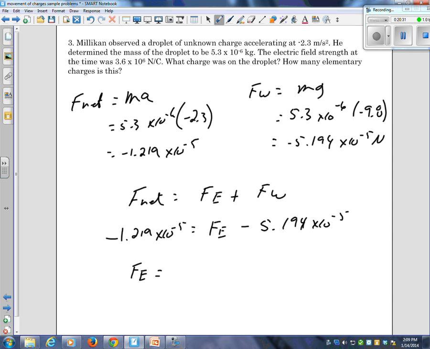When that happens, you have to count the decimal points down. Did you get 3.975 times 10 to the minus 5 newtons for the electric force? Or something close?